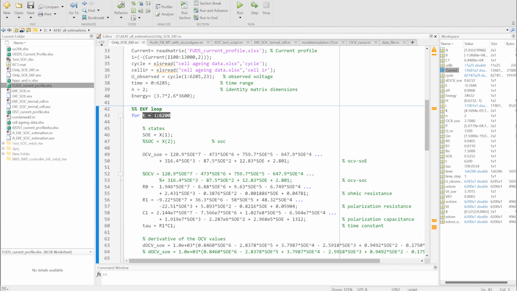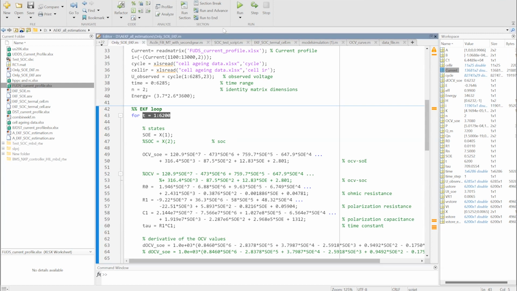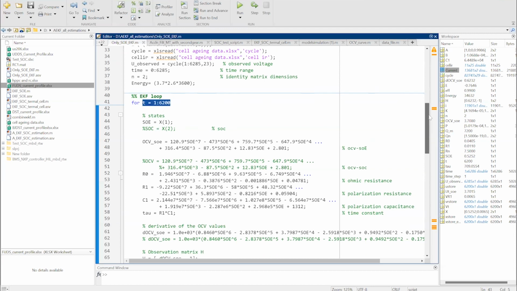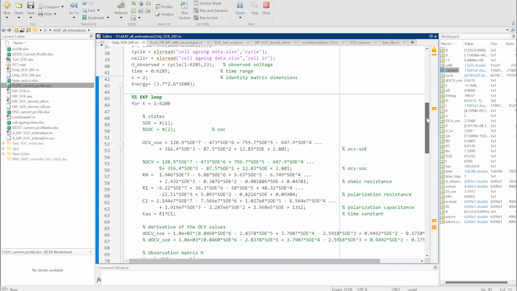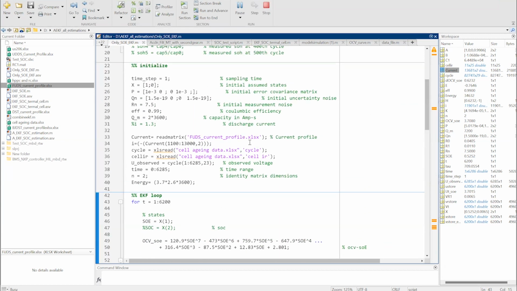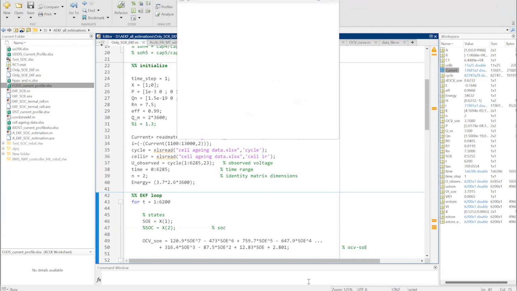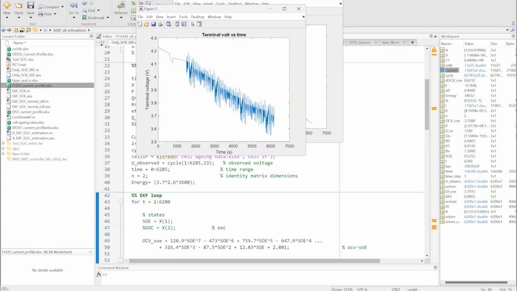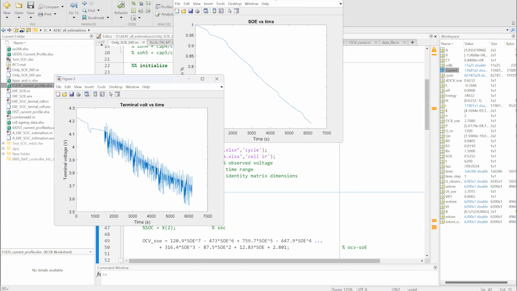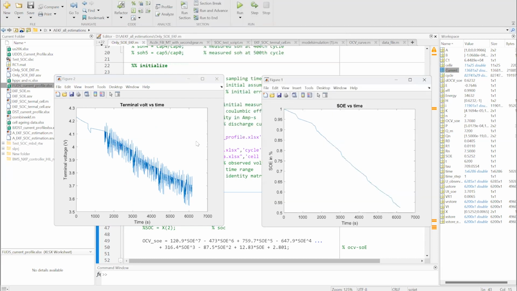It depends on how much data we have in terms of drive cycle. I have captured some data for 2 drive cycles, and I'm going to run it here also. Right now, I think I have put the FUDS current profile. Yeah, this is my terminal voltage versus time and the SOE. It also has an influence of region because of the standard drive cycle.